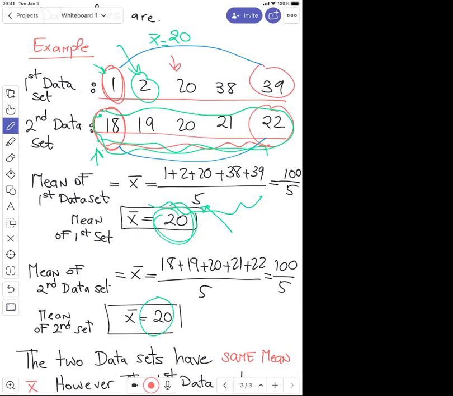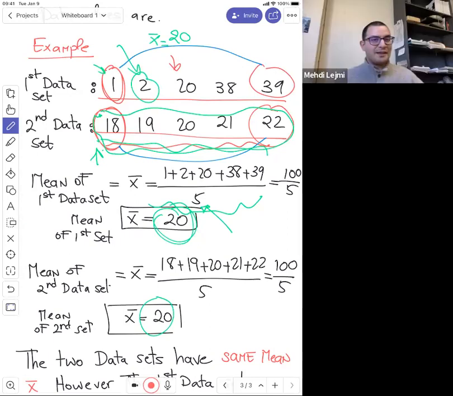Let's say the mean would have been 2 different numbers. What happens then? No, that's another problem. That's another question.